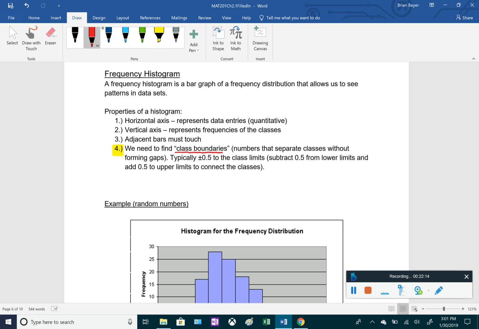All this is doing is allowing us to separate these classes without forming that gap of 1 between each one. And what we're going to be doing is just adding and subtracting 0.5 to each one, which is going to allow us to connect them. So we're going to be subtracting 0.5 from the lower limits, and adding 0.5 to the upper limits, just to connect the classes, ensuring that the bars of the histogram do touch each other.